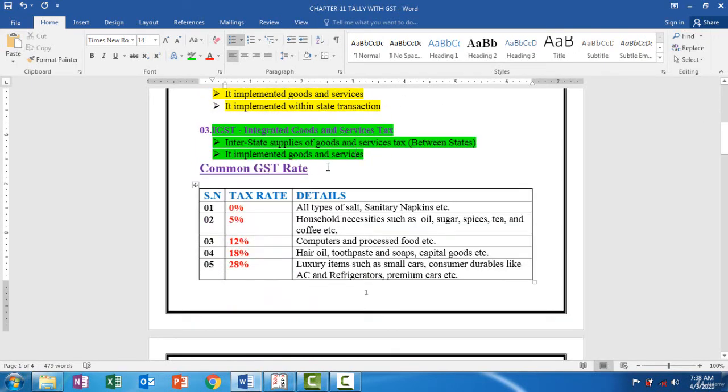The next one is the common GST rates. There are 5 tax rates. The first one is exemption, the second is 5%, the third is 12%, the fourth is 18% and the fifth is 28%. This is the common GST rate in India. Exemptions include all types of salt, sanitary napkins, etc. The second type is the 5% tax rate: household necessities such as oil, sugar, spice, tea and coffee, etc. The third is the 12% GST rate: computers and processed food, etc. The fourth is 18%. It's implemented for hair oil, toothpaste and soap, capital goods, etc. And the fifth is 28%. It is implemented on luxury items such as small cars, consumer durables like AC and refrigerators, and premium cars, etc. So these are the common GST rates in India.